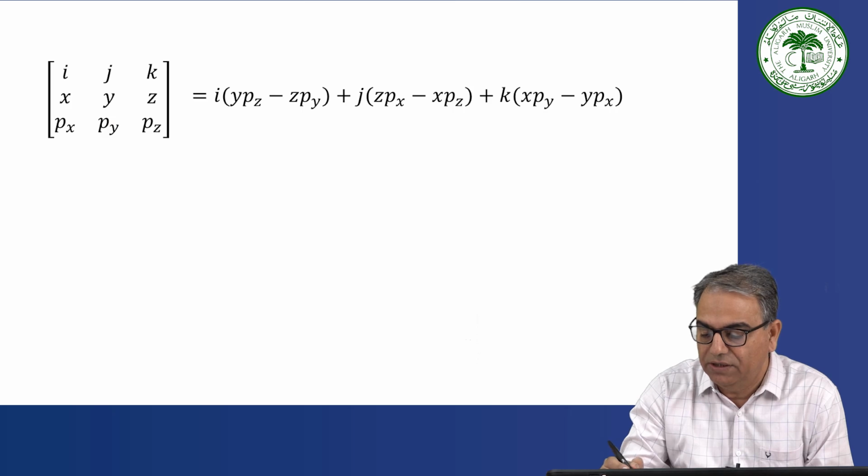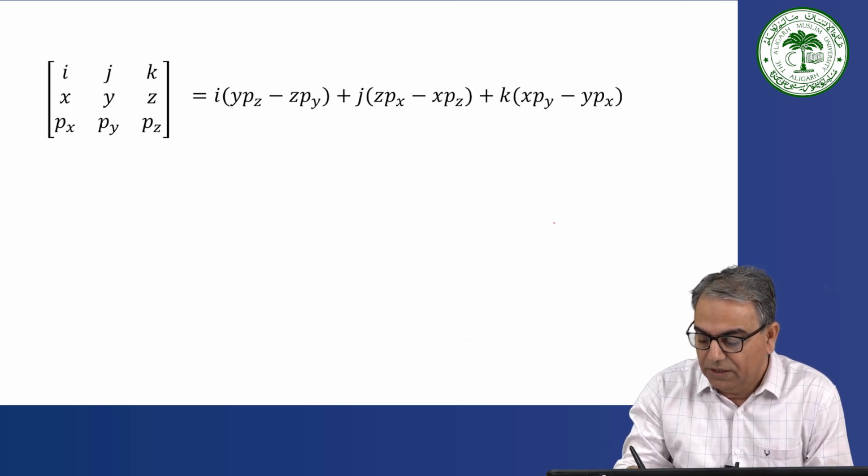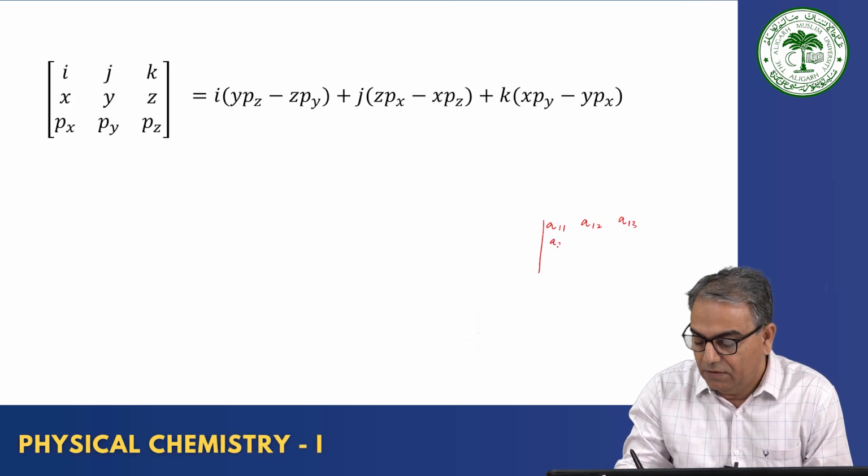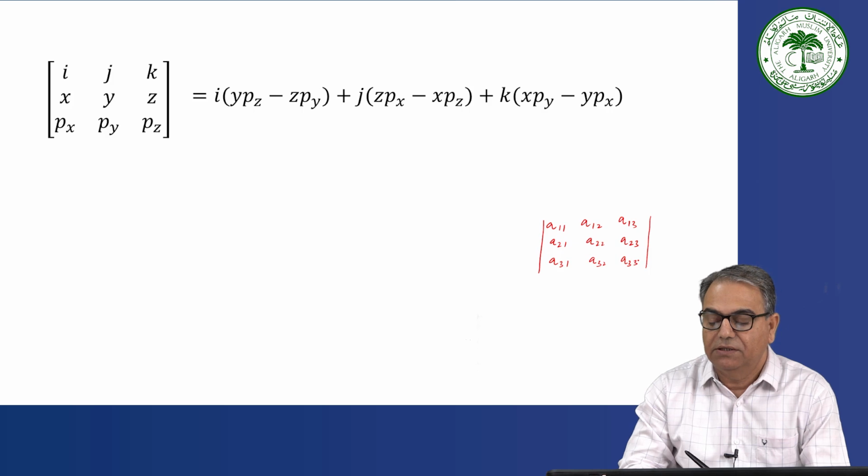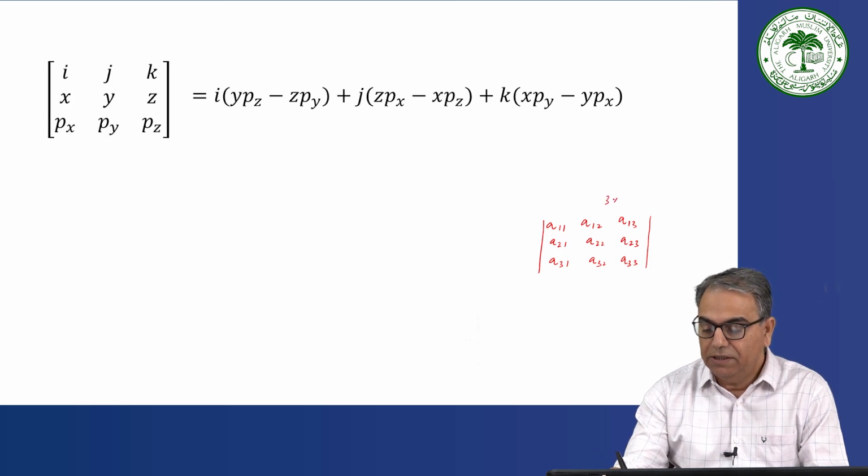if any one of you have not done the matrix, then it is what? Matrix are written as A11, A12, A13, A21, A22, A23, A31, A32, A33. This is one of the matrix. This is called 3 by 3 matrix.